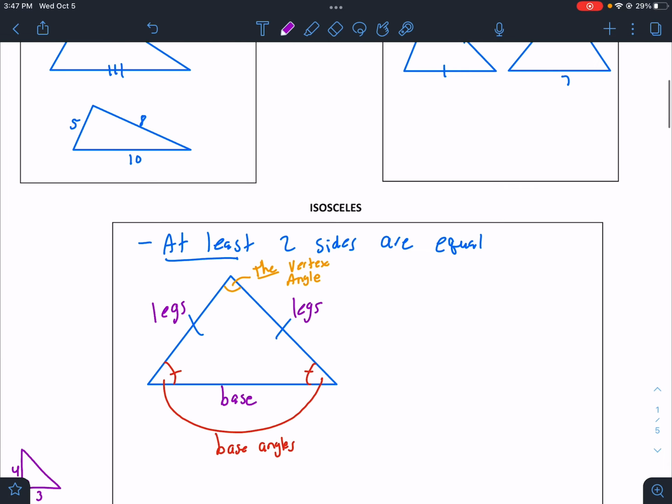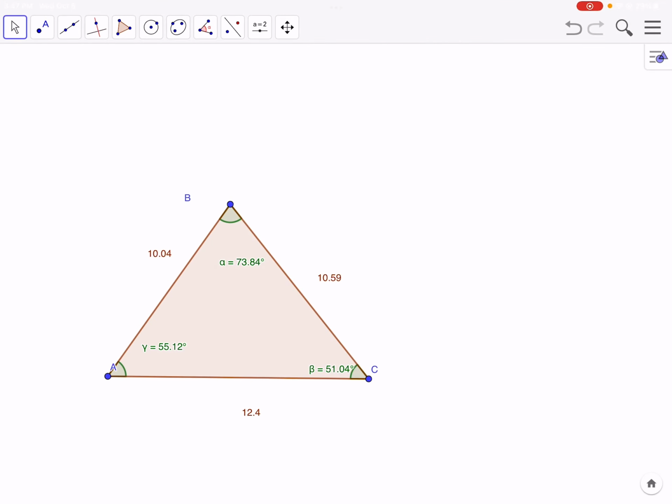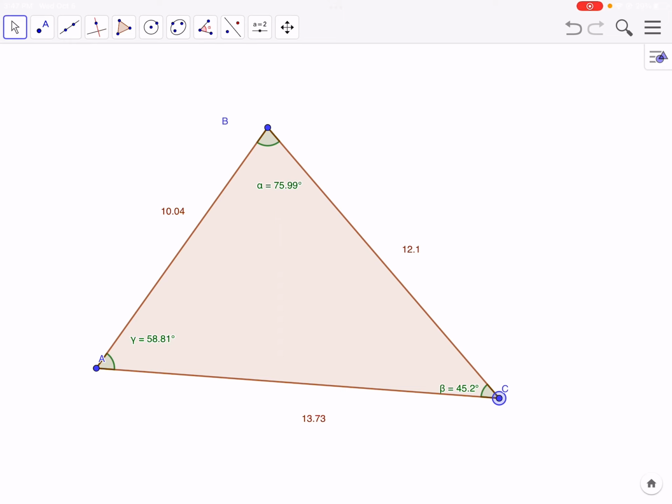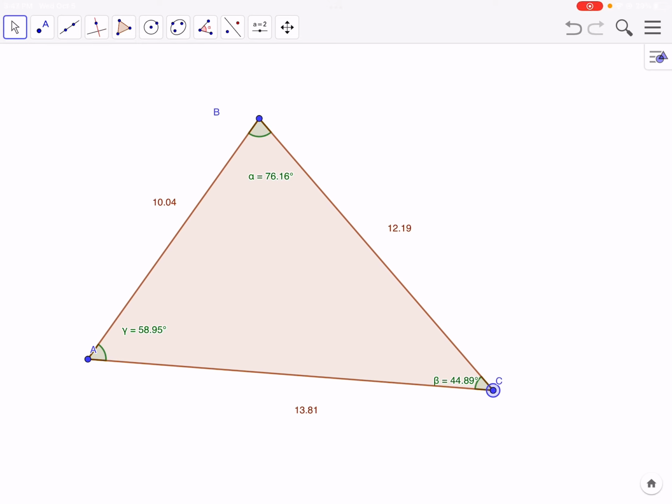All right. So let's go look at some things here real quick. I'm going to go over to my friend GeoGebra, and let's talk about some triangles. Right now, I have three. Let me make it a little bit more distinct here. Something like this. Right now, it's a scalene triangle. How do I know that? Well, 10.04, 13.81, 12.19. That's how long those sides are. Those are all different.